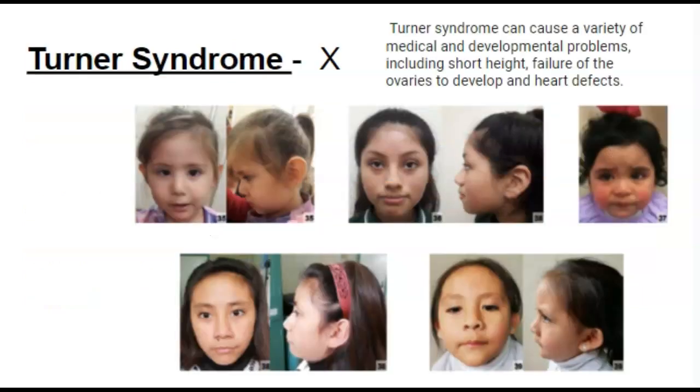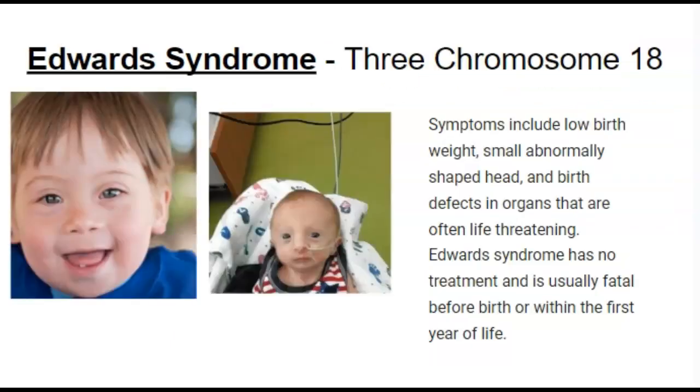Turner syndrome. Okay, this is when we have just 1 X chromosome. So normally people with female reproductive organs or with ovaries have 2 X's. Here we're missing an X, okay? This causes developmental problems, some reproductive problems as well. Edwards syndrome is when you have 3 chromosome number 18. Usually people don't live super long, small weight, small head, defects in organs are all common.